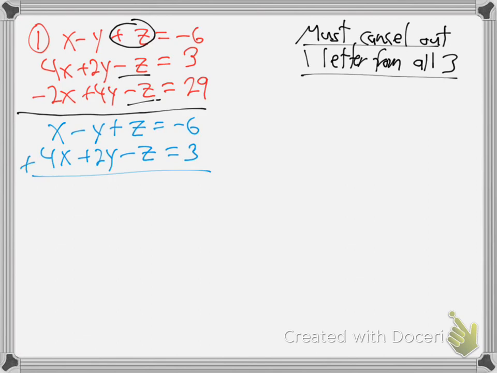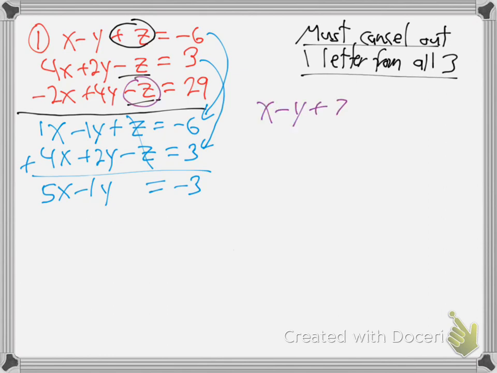and add them up. So I get 5x minus 1y. Right, this is 1x and 4x is 5. 2 minus 1 is 1. The z's cancel, and this is minus 3. So that was equation 1 and equation 2. And now over here, I'm going to take 1 and 3. So equation 1 and then equation 3.